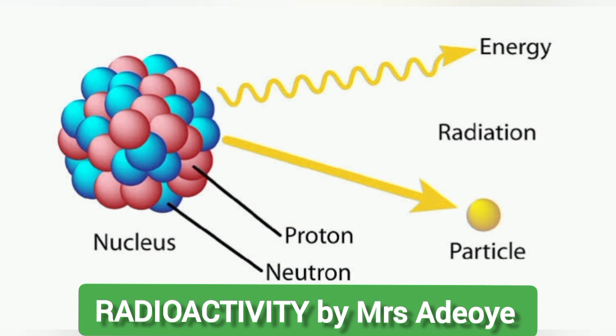At the end of the lesson, you should be able to define radioactivity. Two, you should be able to define radioactive elements and give the types of radiation and explain their properties. Also, you should be able to give the dangers of radioactivity and state the importance and uses of radioactivity.